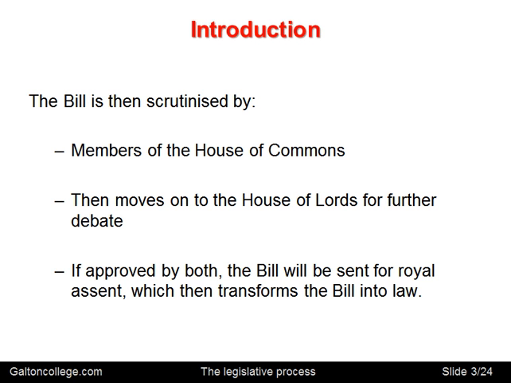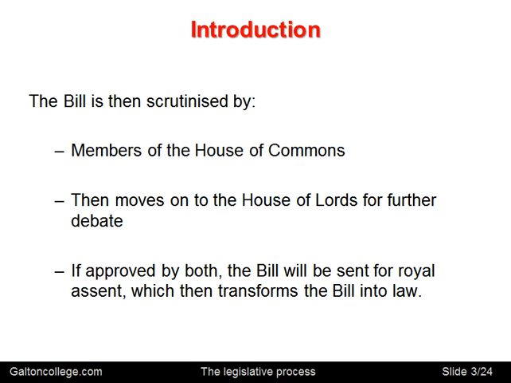And if it's approved by both the House of Commons and the House of Lords, the bill will be sent for royal assent and then transforms the bill into law. So essentially that's how law comes about. It starts as a bill in the House of Commons. It's proposed, let's say, by the government, the leading party, the main party in the House of Commons. And if it's passed in the House of Commons, it moves to the House of Lords.